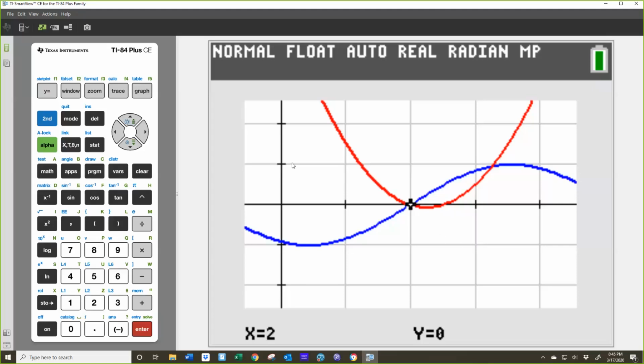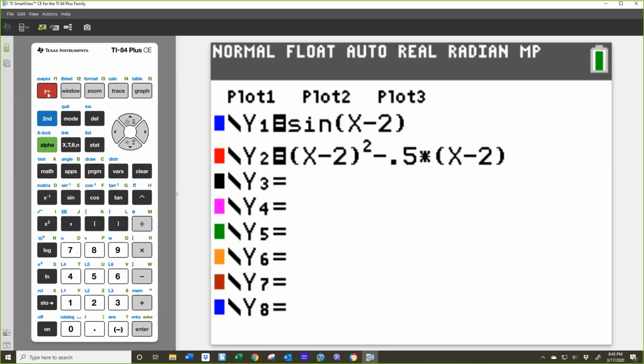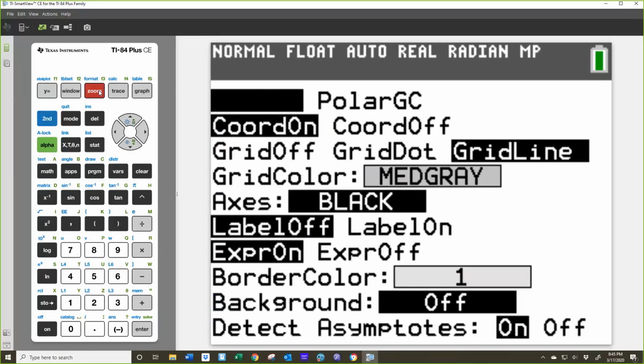If you want to see what the functions were, they're pretty simple. So we had sine of x minus 2, and then we had a shifted parabola, x minus 2 squared minus 0.5 times x minus 2. And if you want to see where I actually got that gridded background from, it's under format, which is second zoom. So I went here, and it's the third row down, and I had a grid line. And as I said, I had to be real careful about how I set up my x scale and y scale so that I could actually count the slopes on those linear equations.